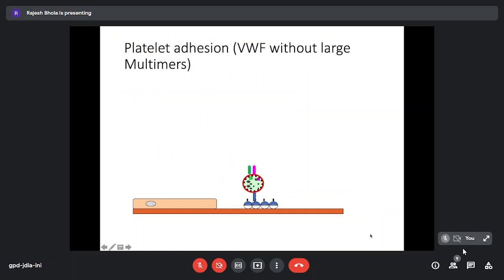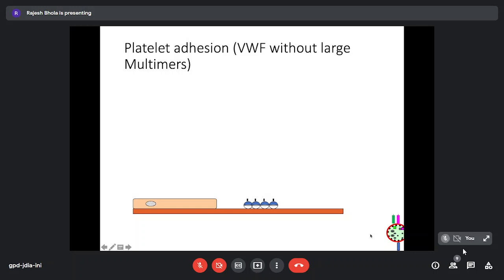But a problem happens whenever the von Willebrand factor is not a large multimer. Whenever the platelet comes in contact with a large multimer von Willebrand factor, it gradually slows down by rolling over it. Whenever von Willebrand factor is smaller in nature, the rolling mechanism after some time is dislocated or dislodged, and the platelet again goes into circulation. So a strong platelet plug cannot be formed if von Willebrand factor doesn't have a large multimer.